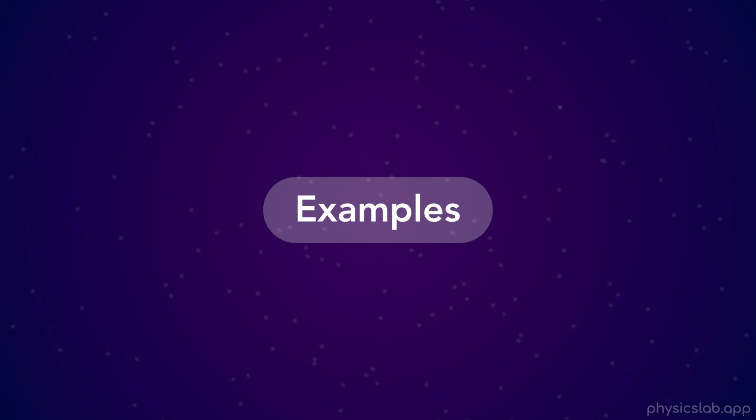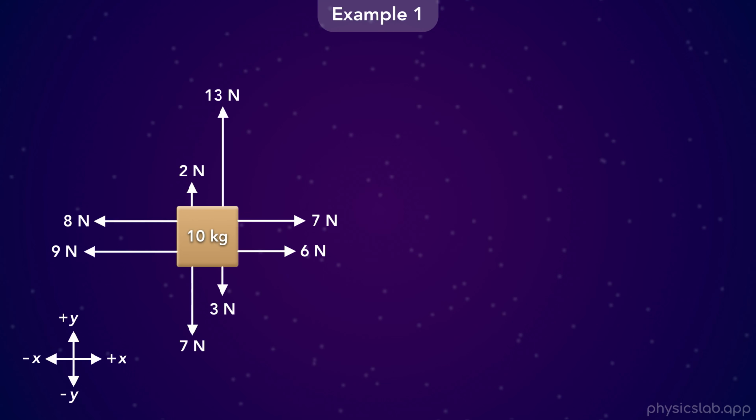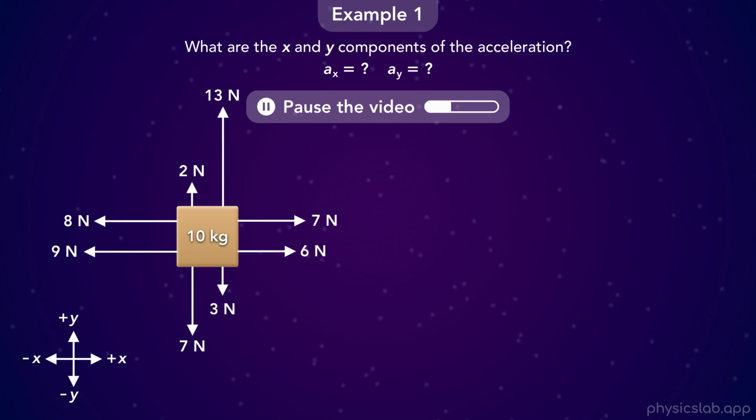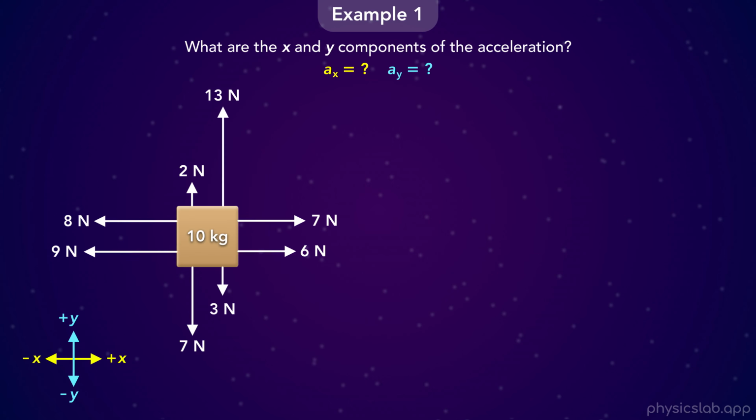So now that we've covered the basics, let's walk through 2 more examples. Here's a 10 kilogram box with multiple forces acting in each direction. What are the x and y components of the acceleration? Pause the video and try to solve it first. We're using the same coordinate system, so these forces are in the positive x direction, these are in the negative x direction, these are in the positive y direction, and these are in the negative y direction.